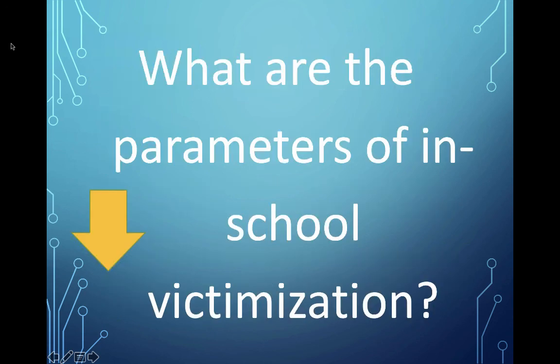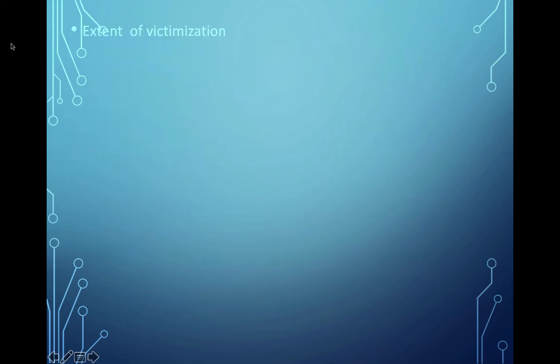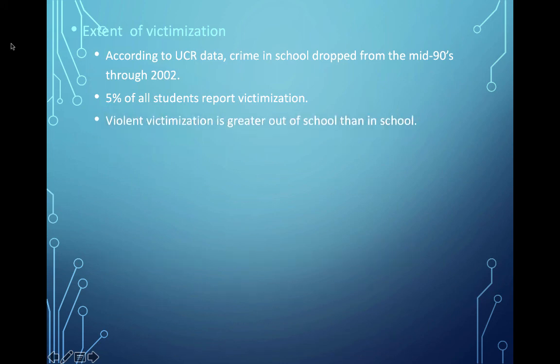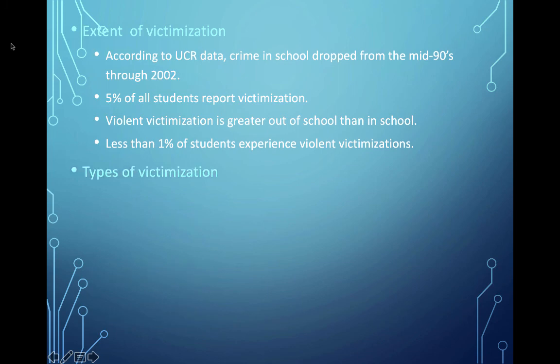What are the parameters of in-school victimization? Extent of victimization. According to UCR data, crime in school dropped from the mid-90s through 2002. 5% of all students report victimization. Violent victimization is greater out of school than in school. Less than 1% of students experience violent victimizations.